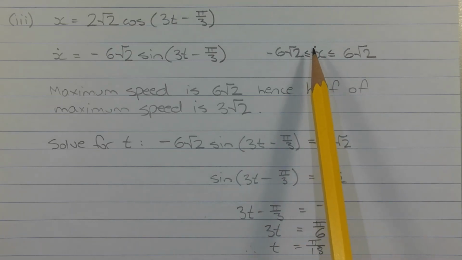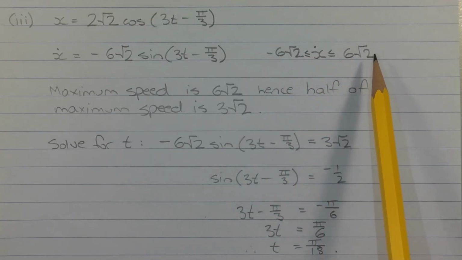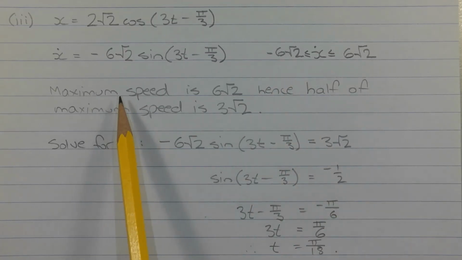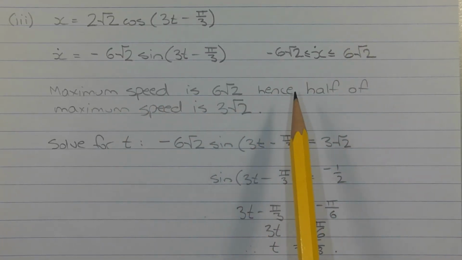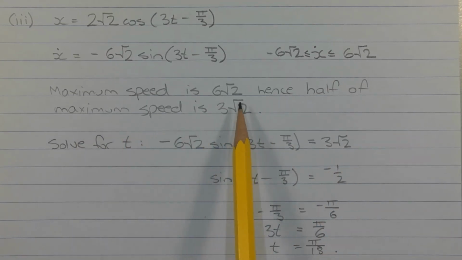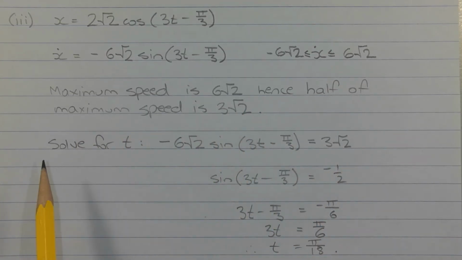Now x dot will vary between negative 6 root 2 and 6 root 2 inclusive of the endpoints. So the maximum speed is this value here, which is 6 root 2. Hence, half of the maximum speed is 3 root 2. So we're going to solve for t the equation negative 6 root 2 sin(3t minus pi over 3) is equal to 3 root 2. Dividing both sides of the equation by negative 6 root 2, we get sin(3t minus pi over 3) is equal to negative half.